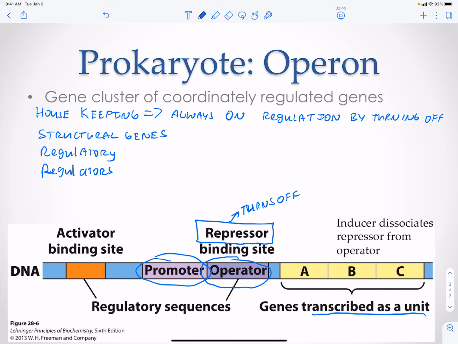And then you're going to have some sort of inducer. An inducer is going to break the bond between the repressor and the operator. So it's going to release that turn off, that break. And at the same time you have an inducer for prokaryotes, you're also going to have some activator. So it's going to bind to a sequence that's going to promote the transcription of the genes associated with this operon.